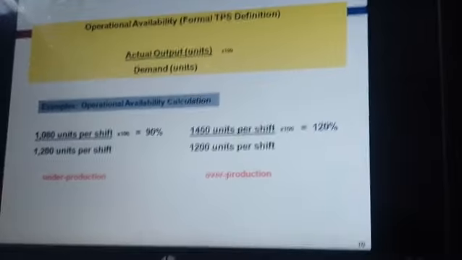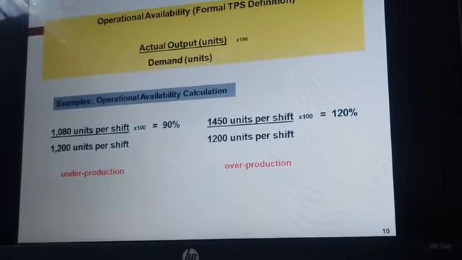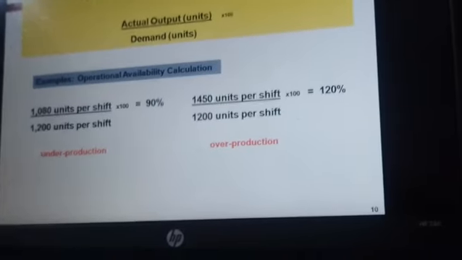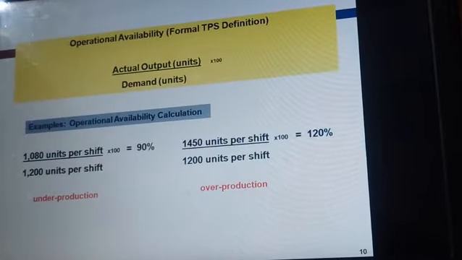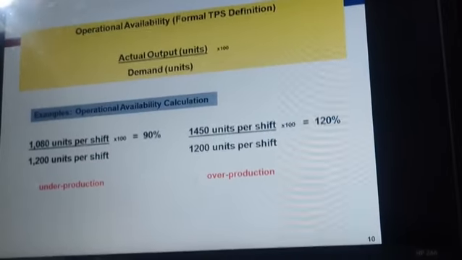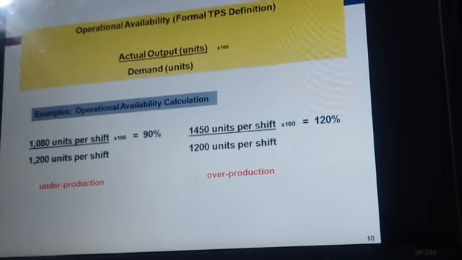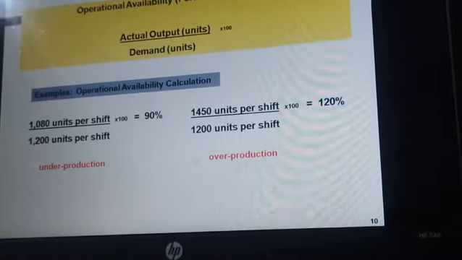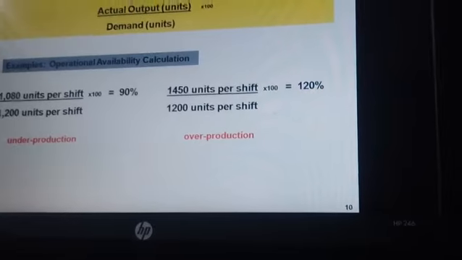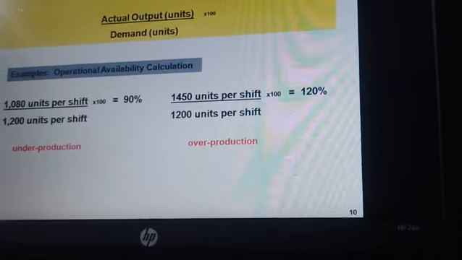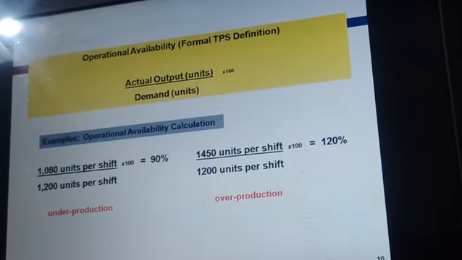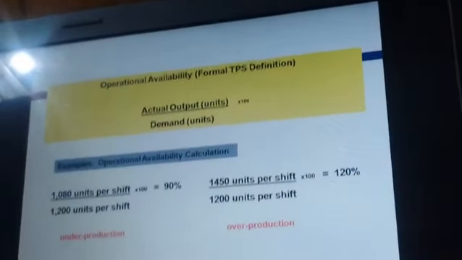Then operational availability, that is the production operation availability. The simple formula is actual output divided by demand times 100. For example, 1,080 units per shift divided by 1,200 units per shift times 100, so 90%. That is underproduction. Overproduction means, for example, 1,450 units per shift against 1,200 units per shift times 100, so 120%. This is overproduction.